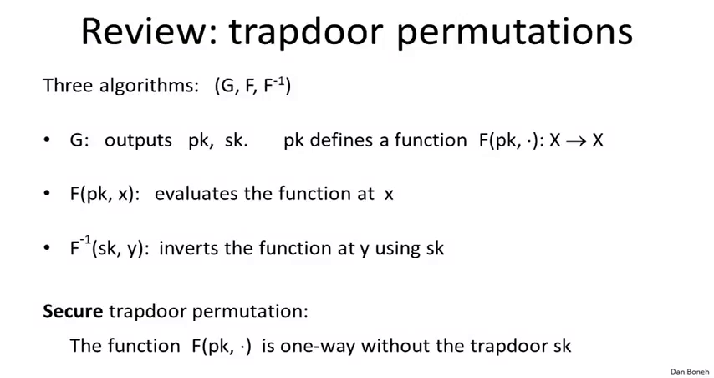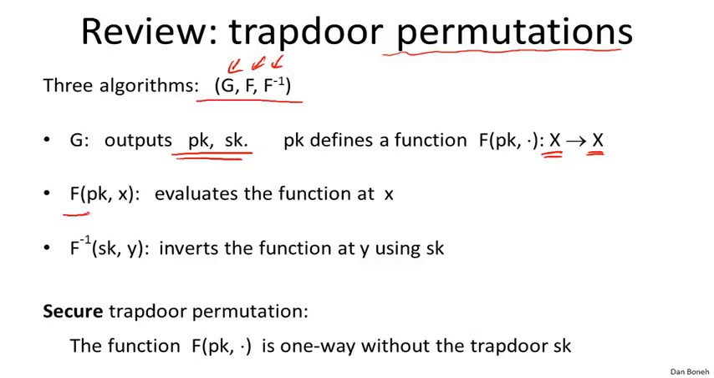Recall that a trapdoor function is made up of three algorithms. There's a key generation algorithm, the function itself, and the inverse of the function. The key generation algorithm outputs a public key and a secret key. In this lecture, the public key is going to define a function that maps the set X onto itself, which is why I call these things trapdoor permutations as opposed to trapdoor functions, simply because the function maps X onto itself, whereas a trapdoor function might map the set X to some arbitrary set Y.